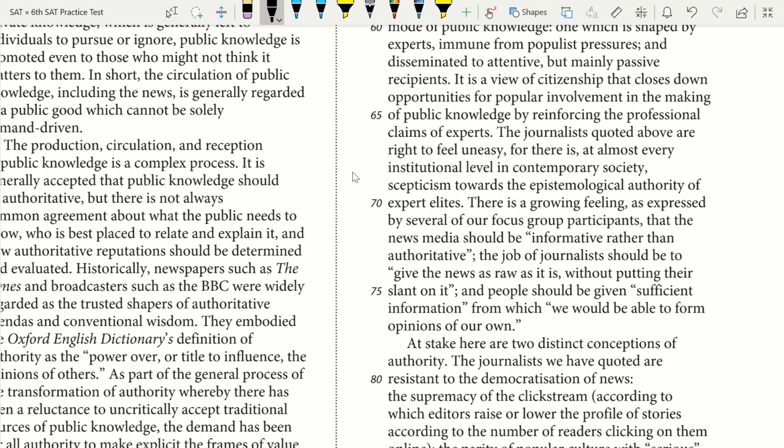The journalists quoted above are right to feel uneasy, for there is at almost every institutional level in contemporary society skepticism towards the epistemological authority of expert elites. There is a growing feeling, as expressed by several of our focus group participants, that the news media should be informative rather than authoritative. The job of journalists should be to give the news as raw as it is without putting their slant on it, and people should be given sufficient information from which we would be able to form our opinions of our own.